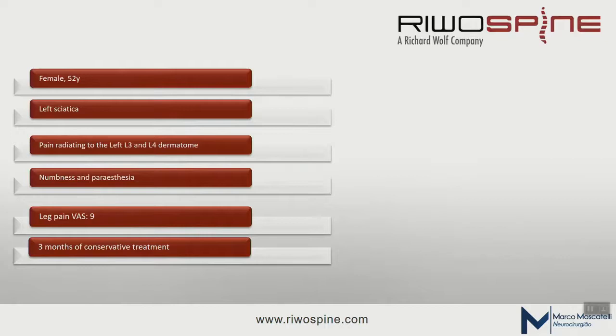Case 2. In the second case, we have a male patient, 62 years old, with pain in the left lower limb along the root path of L3, L4 dermatome, with numbness and paresthesia in this dermatome. Pain with VAS 9, with improvement after 3 months of conservative treatment.